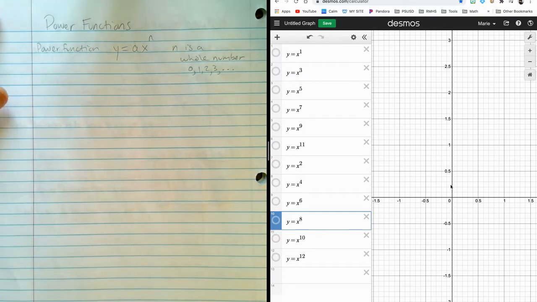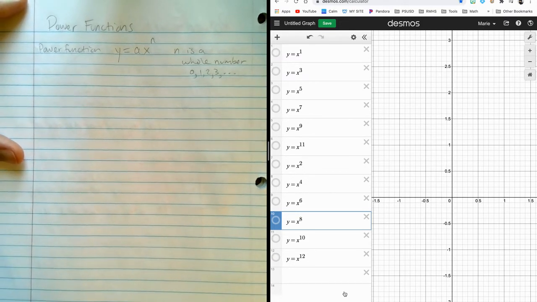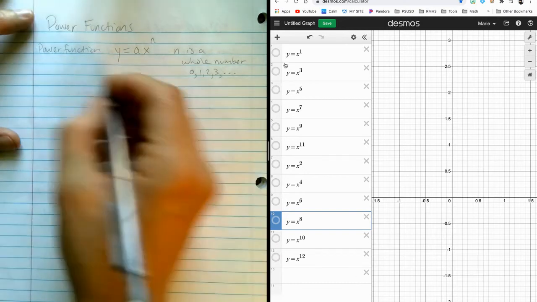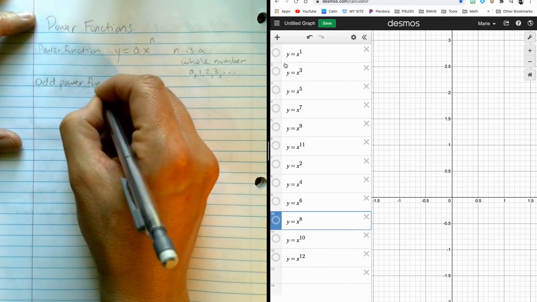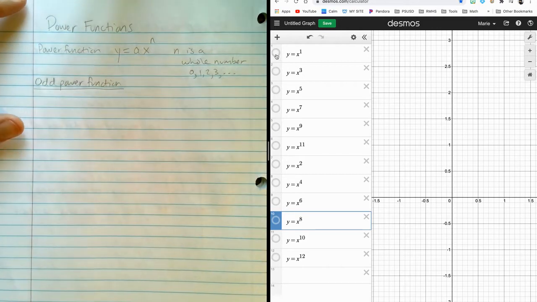So on the right side, you can see I have examples of power functions. Some of these you've actually seen before and you've played with and studied. Some of these we're going to get a little more in depth with this year. But let's look at them. So let's look at odd power functions to start. So all that means is the exponent is an odd number. 1, 3, 5, 7, 9. So let's start with this one.